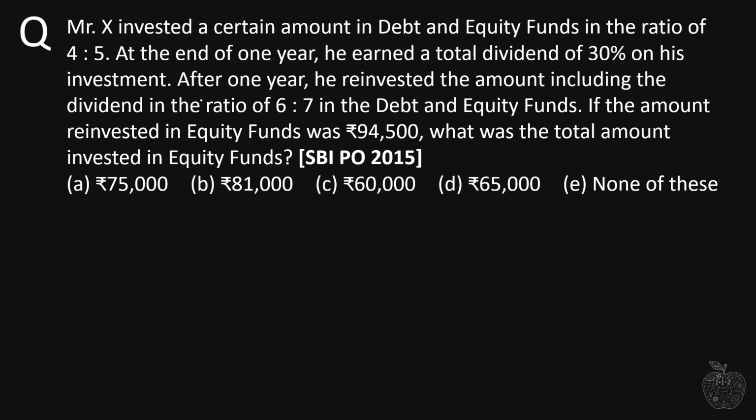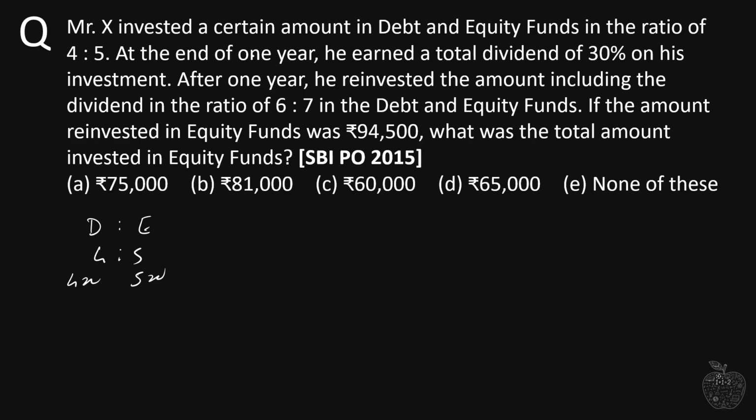Now let's go one sentence at a time. Mr. X invested a certain amount in debt and equity fund in the ratio of 4:5. Now let's assume that Mr. X invested 4x in debt and 5x in equity.